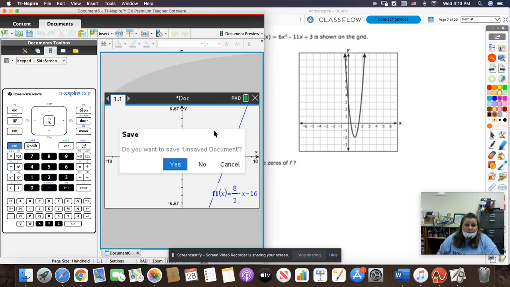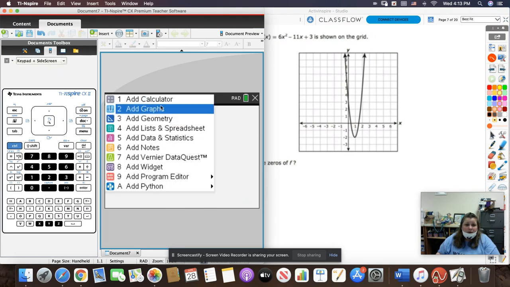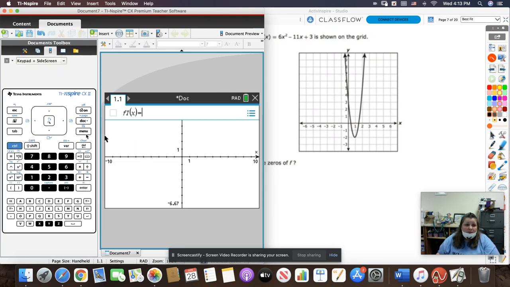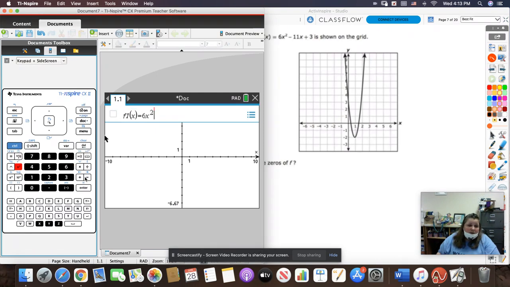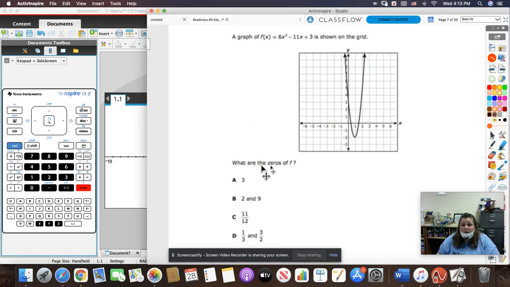So home, new document, save changes, no, add the graph. I'm typing in that equation, 6x squared minus 11x plus 3. Enter. And notice again the question in between the picture and answer choices says, what are the zeros?